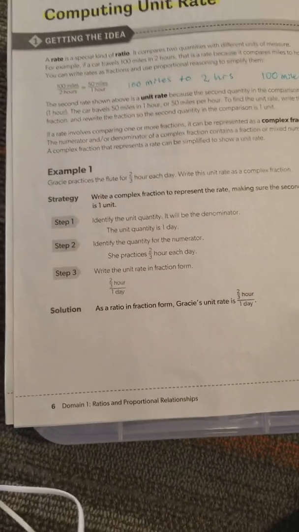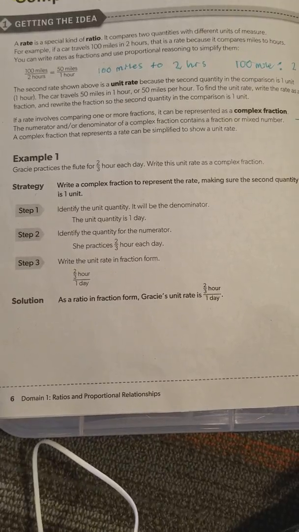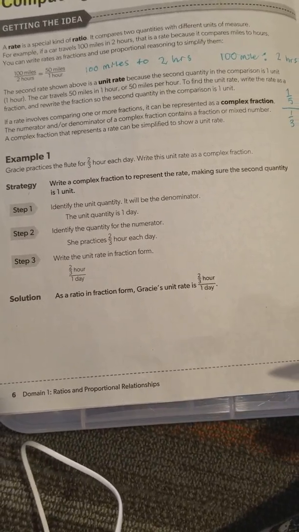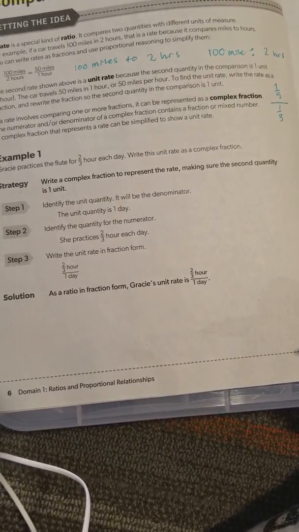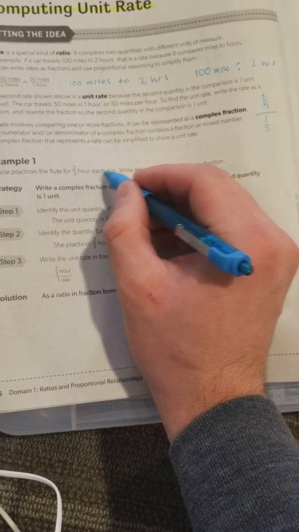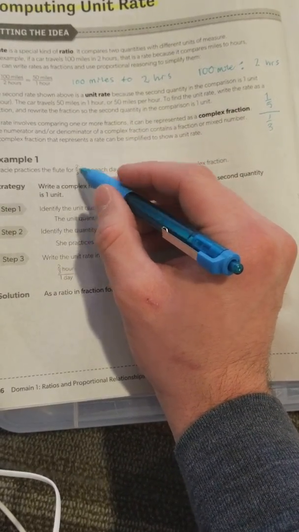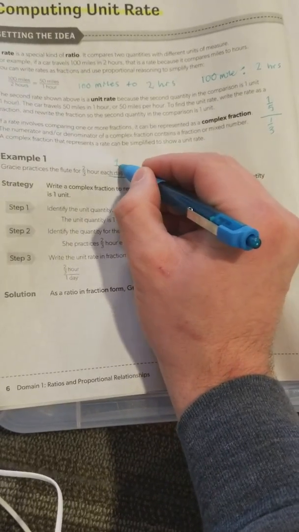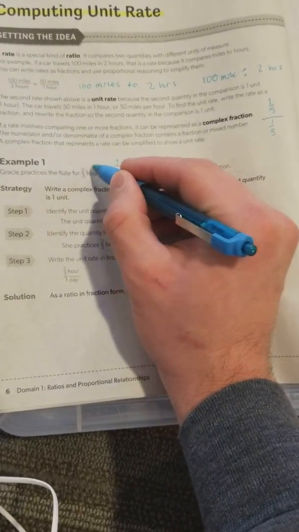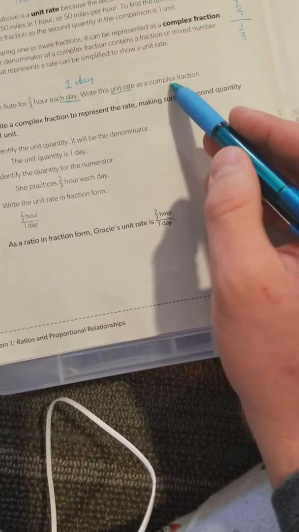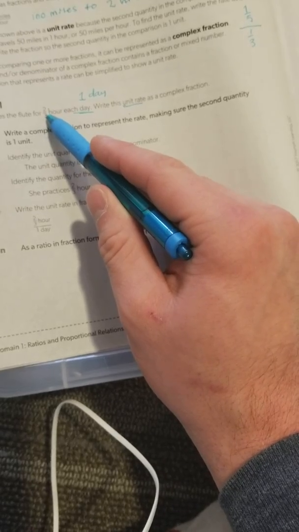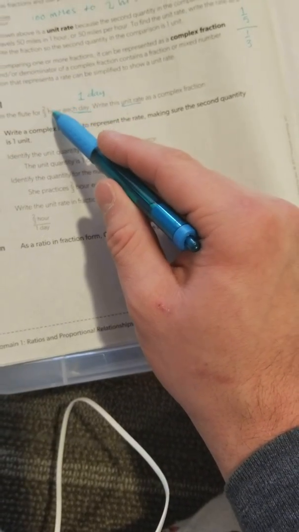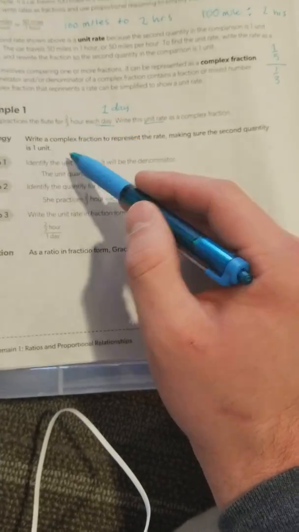So we're going to move on to example 1. It says, Gracie practices the flute for 2/3 hour each day. Write this unit rate as a complex fraction. We know it's a unit rate because it says each day. 2/3 of an hour, she practices each day. That's for 1 day, she will practice 2/3 of an hour. It says, write this unit rate as a complex fraction. So we know it's going to be practice of hours per day, right? Because that's how it was set up in that sentence.